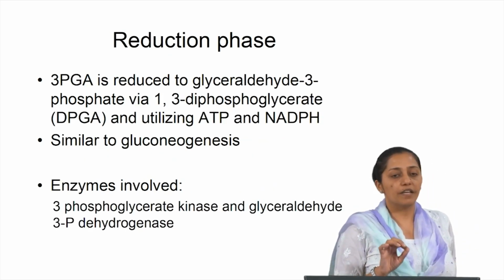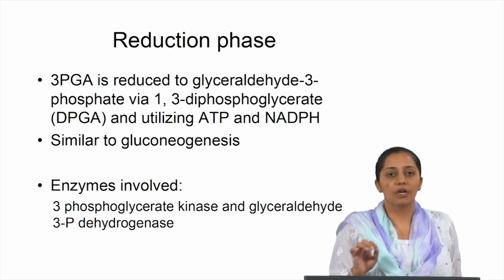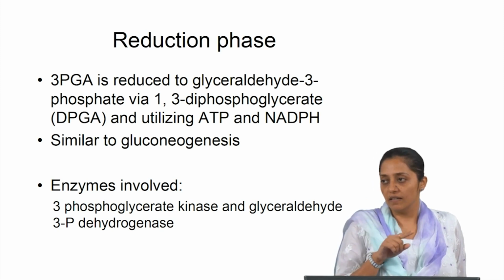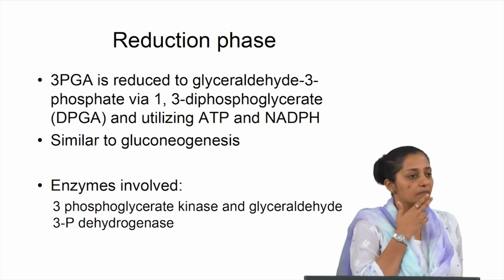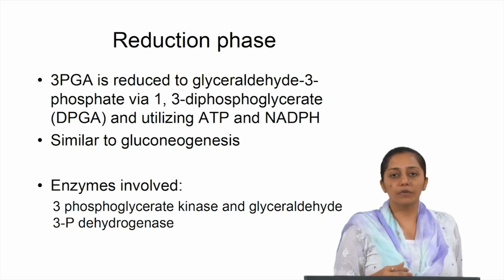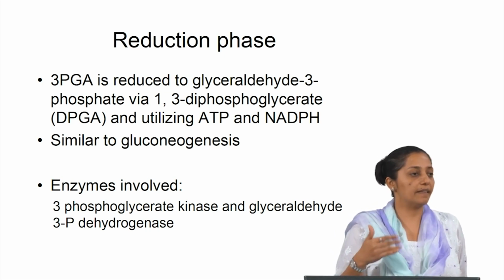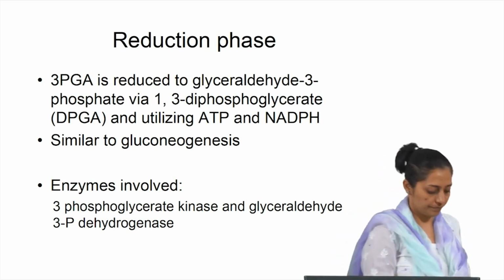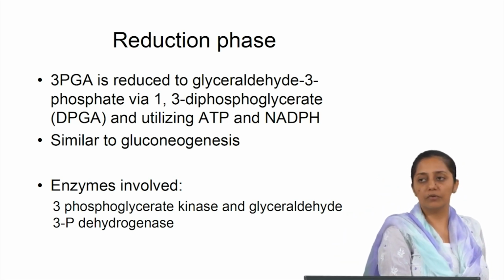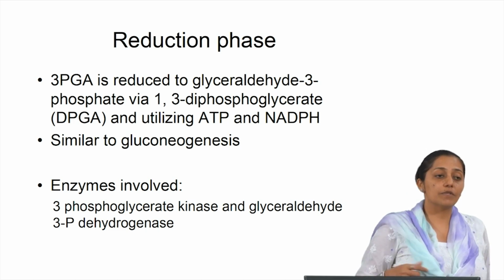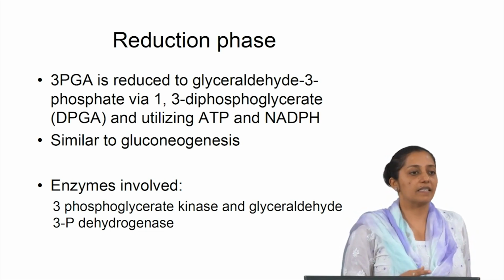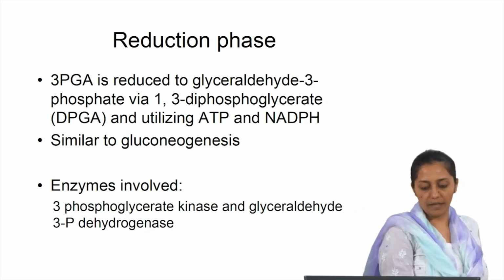I discussed that 3-phosphoglyceric acid is reduced to glyceraldehyde 3-phosphate. If you remember, glyceraldehyde 3-phosphate is a part of glycolysis. Glyceraldehyde 3-phosphate can then give you sugars, and there ATP and NADPH are needed to reduce PGA to glyceraldehyde 3-phosphate. Enzymes involved are what? 3-phosphoglycerate kinase, these are the major enzymes, and glyceraldehyde 3-phosphate dehydrogenase.